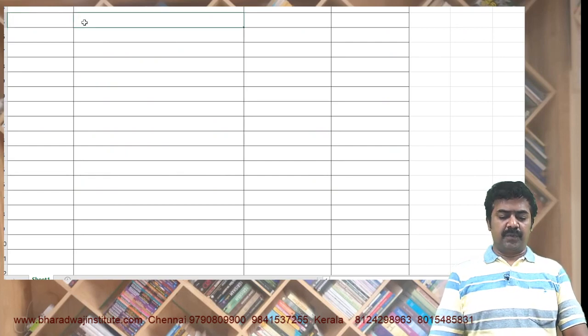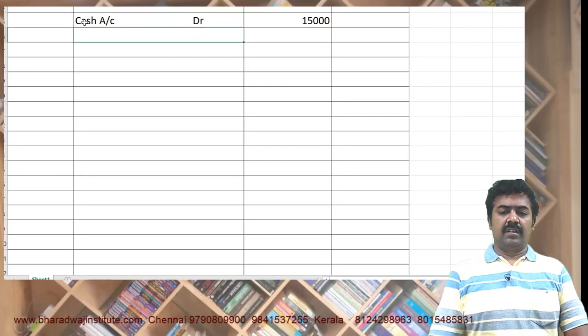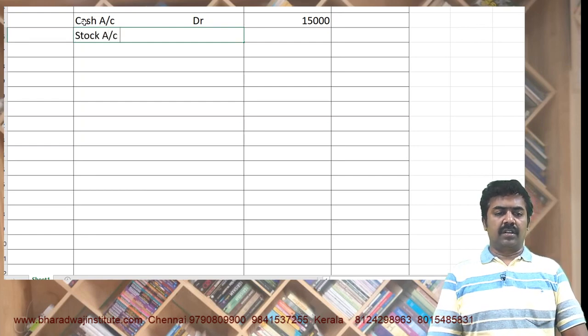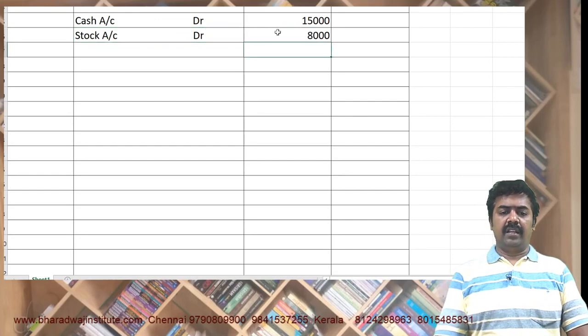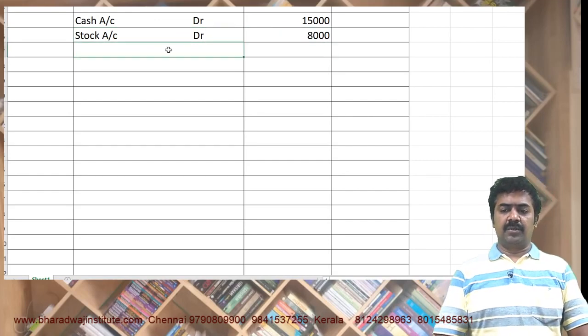Started business with cash 15,000. Debit what comes in. Whatever comes in, you debit. Cash account debit. How much? 15,000. Then, what is the next one? Goods. Stock account debtor or goods account debtor. Better to use stock account debtor or inventory account debtor, 8,000.